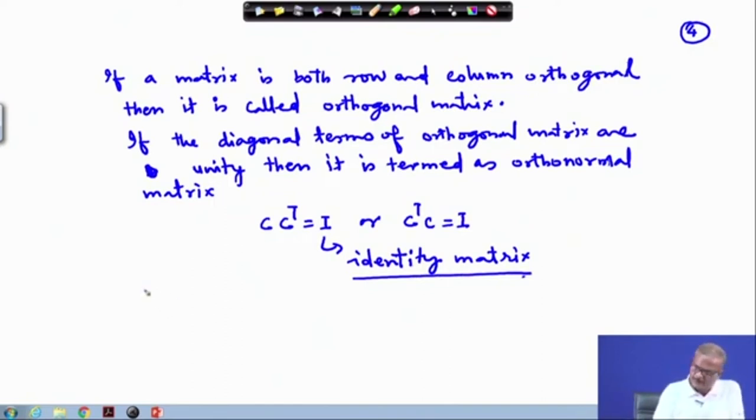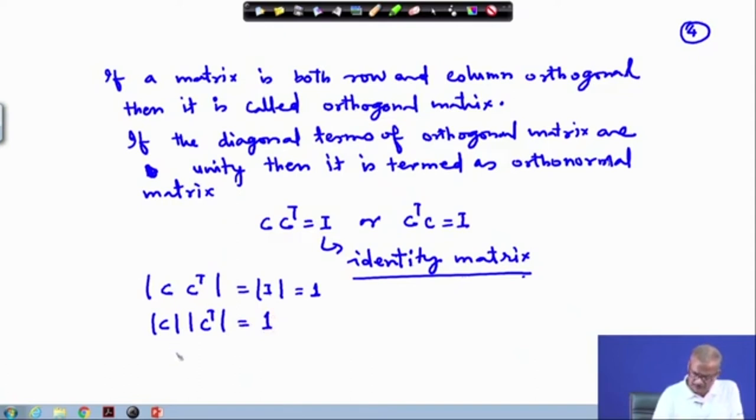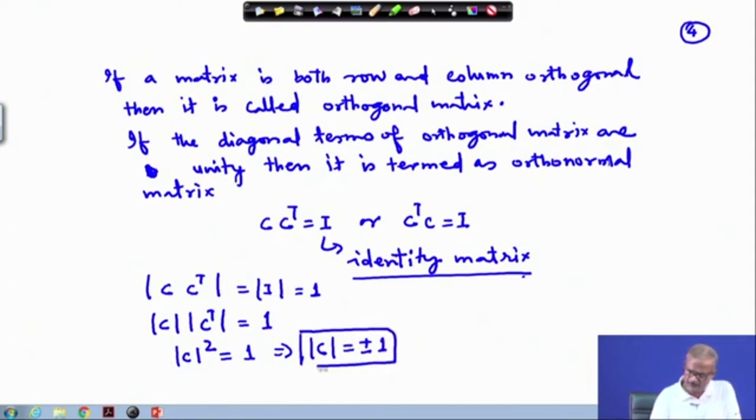Okay, so now if we take the determinant of C transpose C, on the right hand side you will see that this quantity will be equal to 1. The determinant of a product of two matrices can be written like this. And this is nothing but the determinant of C squared, because if we take the transpose of the matrix, its determinant does not change. So, this is equal to 1, which implies the determinant of C is equal to plus or minus 1. Okay. So, this happens if the C matrix is orthonormal.